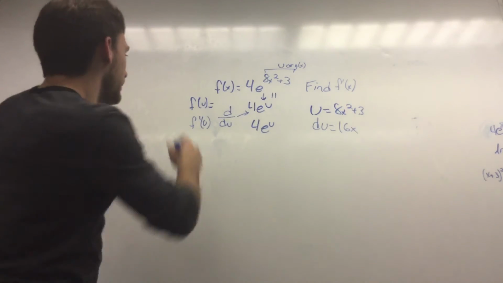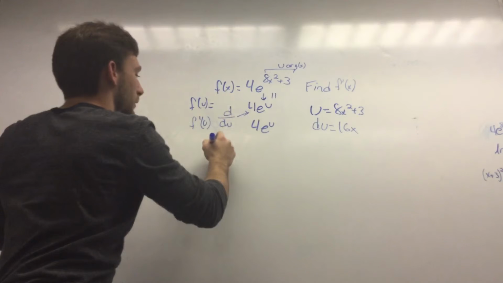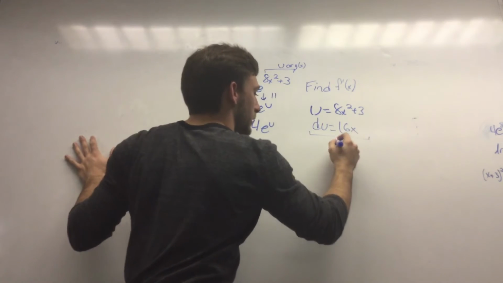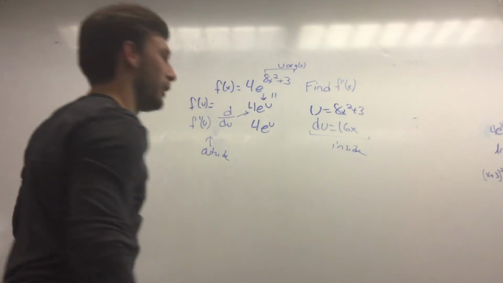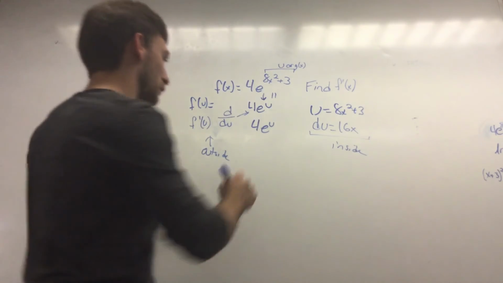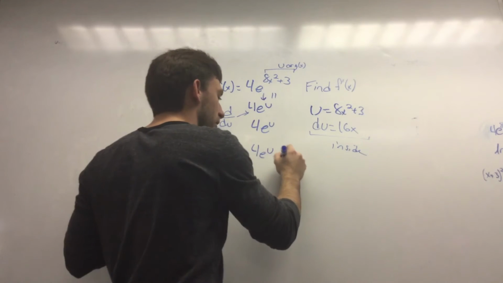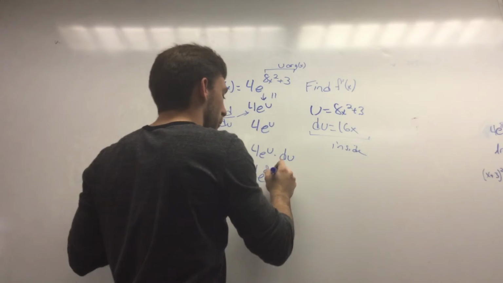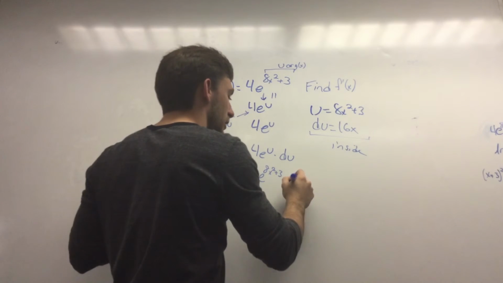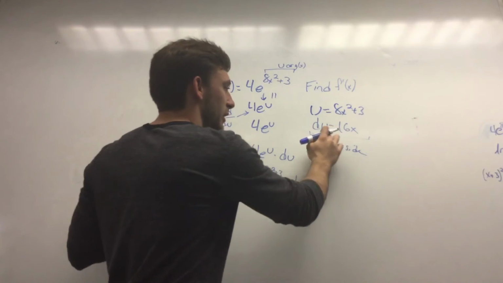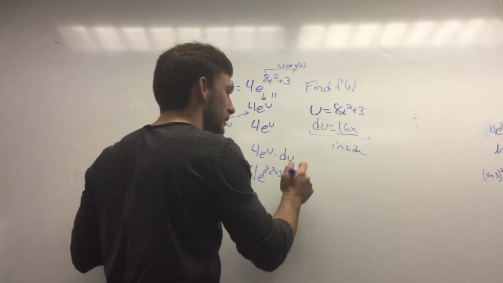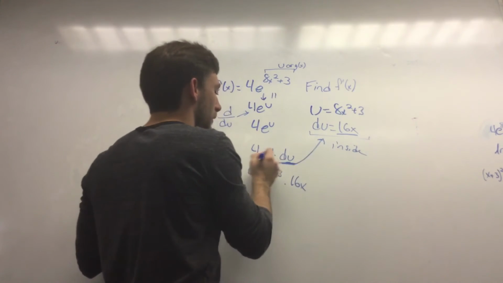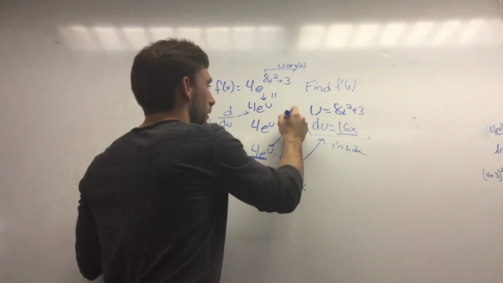My derivative of my outside, so this is my outside, and this is my inside. So now all I do is combine them, mush them together. So 4e to the u times du. So 4e to the 8x squared plus 3 times du, and my du is right here. So that's 16x. E to the u right here is defined here.